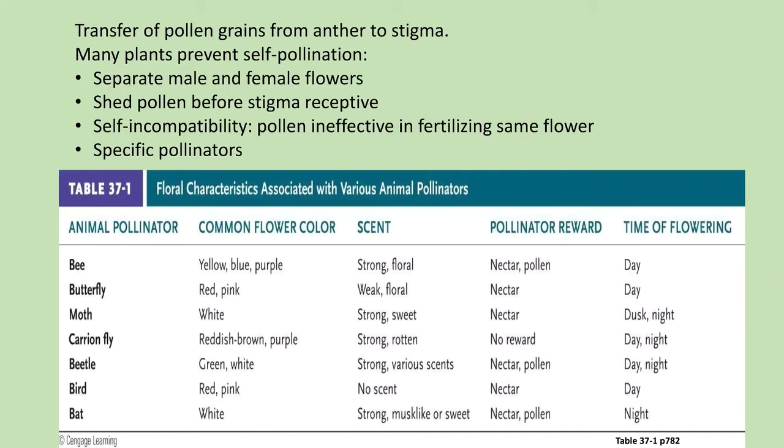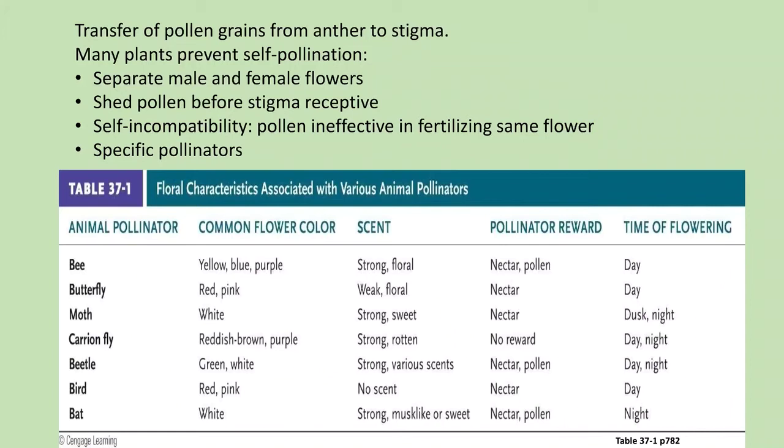I mentioned moths tend to come out at night, and so the flower will stay closed during the day and open up about dusk. That's when the sun's going down, and then into the nighttime. Okay, and again, you can read the table with some of the other pollinators there.